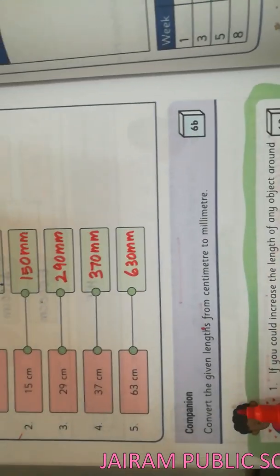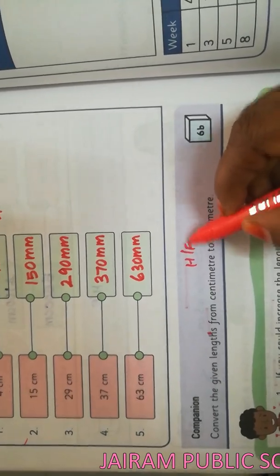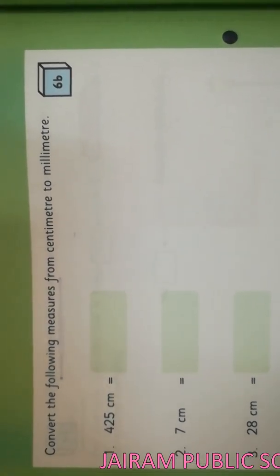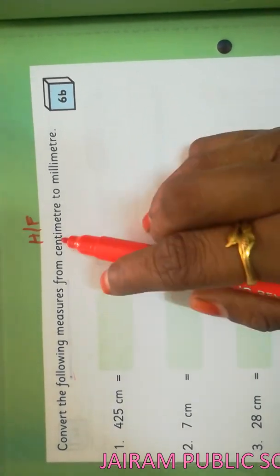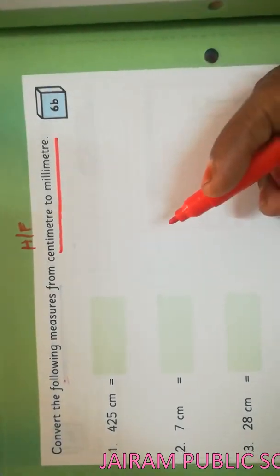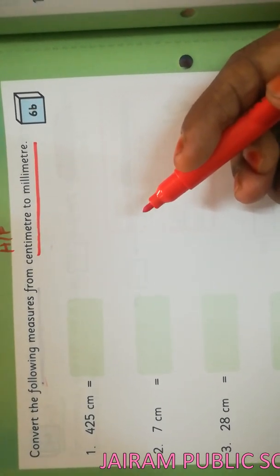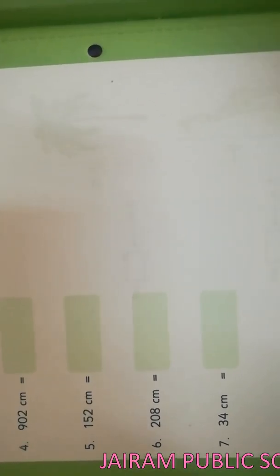Next, companion activity, activity number 6B. This is your home fun. This is your companion book, page number 58, children. Activity number 6B. This is your home fun. Convert the following measures from centimeter to millimeter. Those who do not have companion books, take a screenshot, children. Complete it and upload it in the app, children.